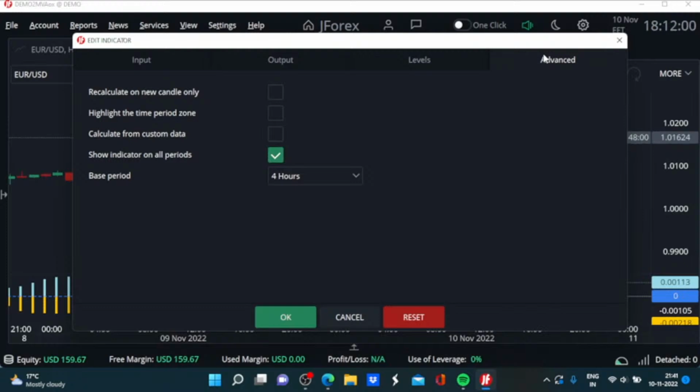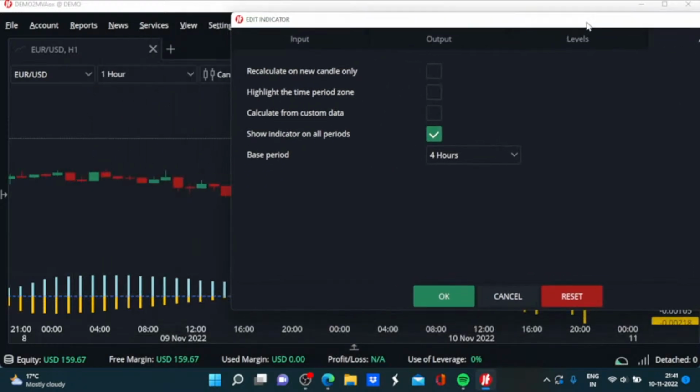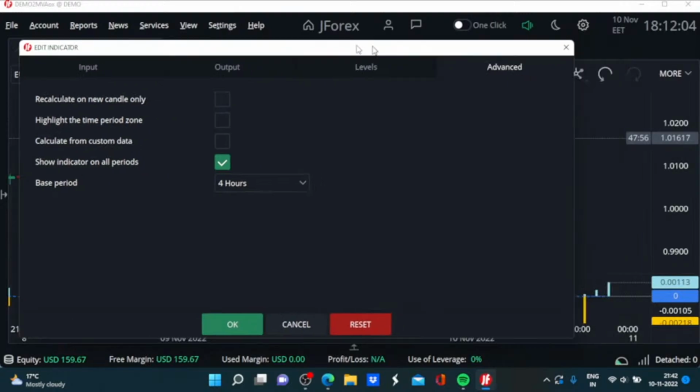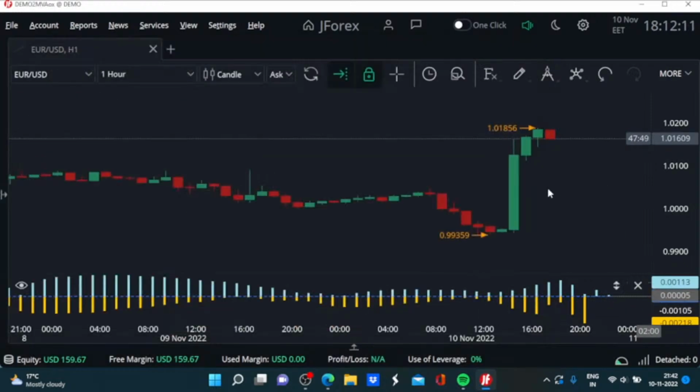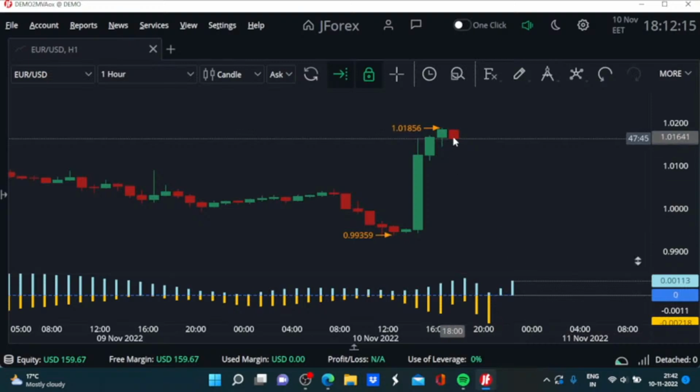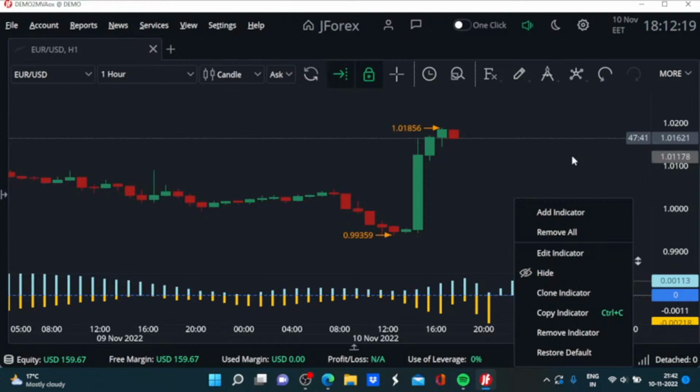Coming to the advanced editing option, we get this option to define this indicator in such a way that this value remains constant throughout the current candle period. For that, you have to opt for this option, recalculate on new candle only. So it won't be fluctuating even though the current applied price keeps fluctuating throughout the current candle period. It will remain constant.